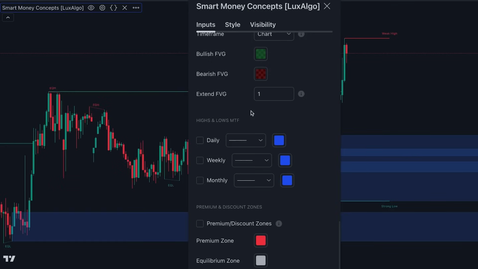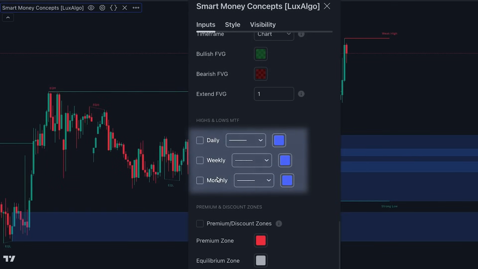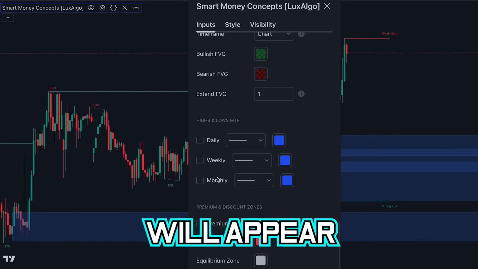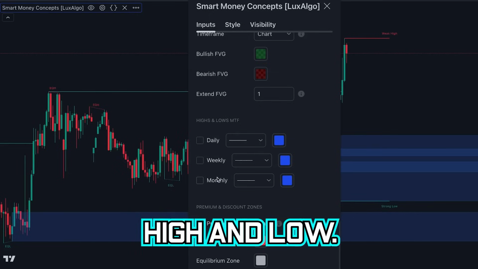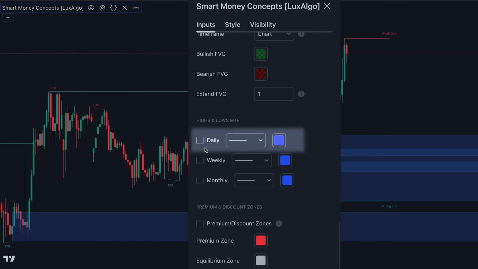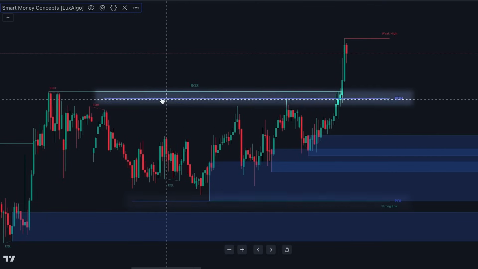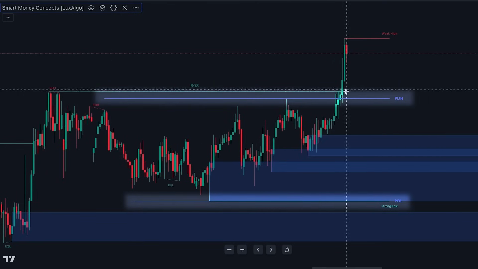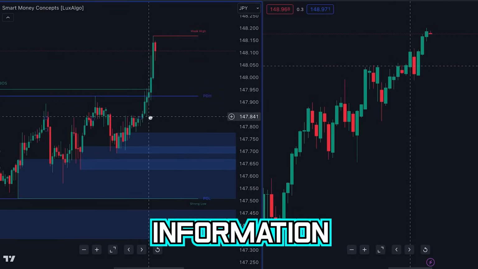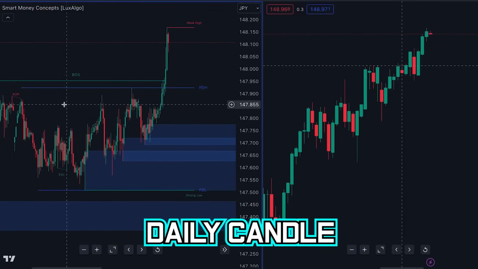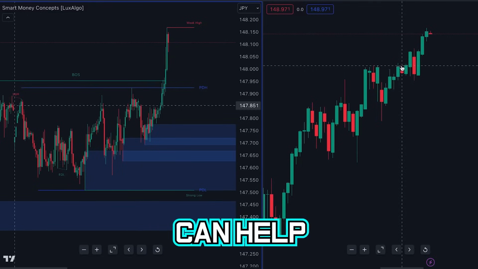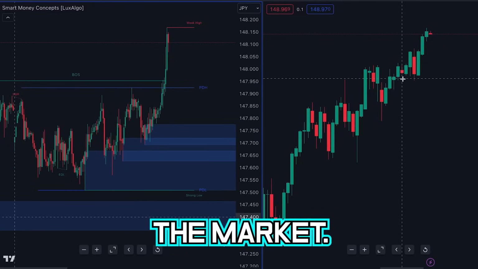Next, we can enable or disable highs and lows of daily, weekly, or monthly candles. When enabled, these blue lines will appear showing the candle's high and low. Let's say we enable the daily candle's high and low. You will notice that the high and low of the daily candle is now plotted regardless of what time frame we are on. Having this information, along with knowing if the daily candle is bullish or bearish, can help us understand the current trend of the market.